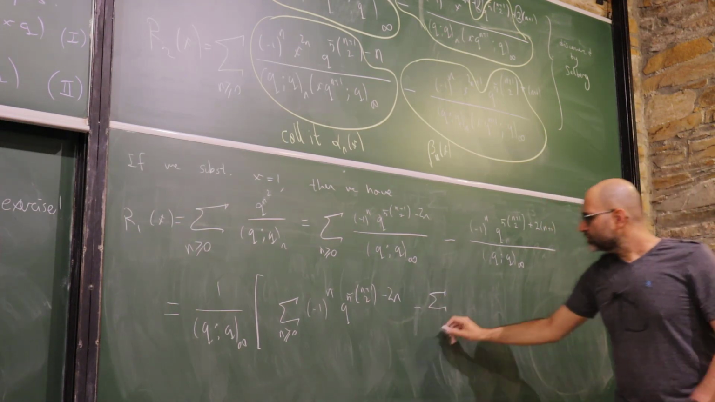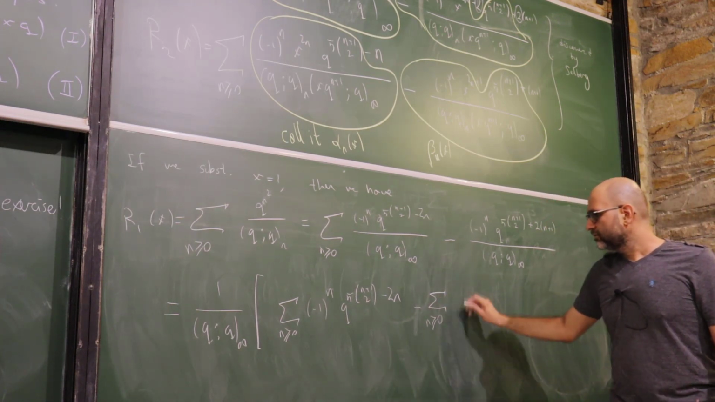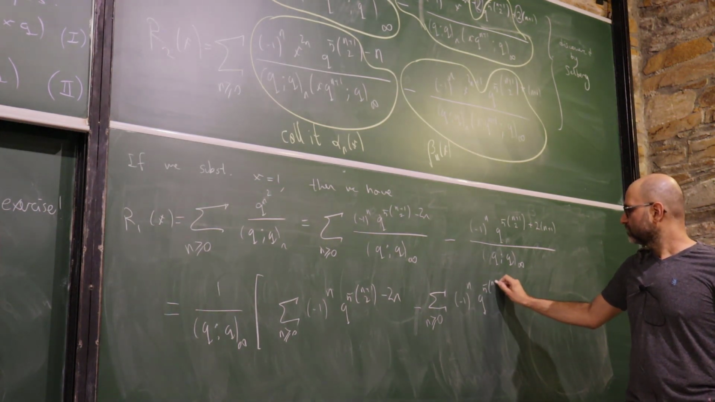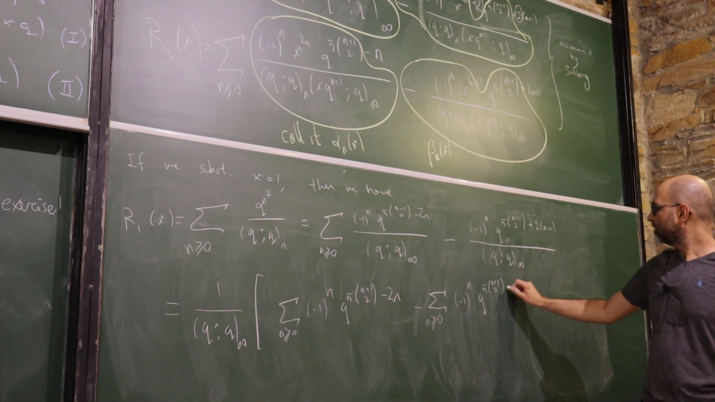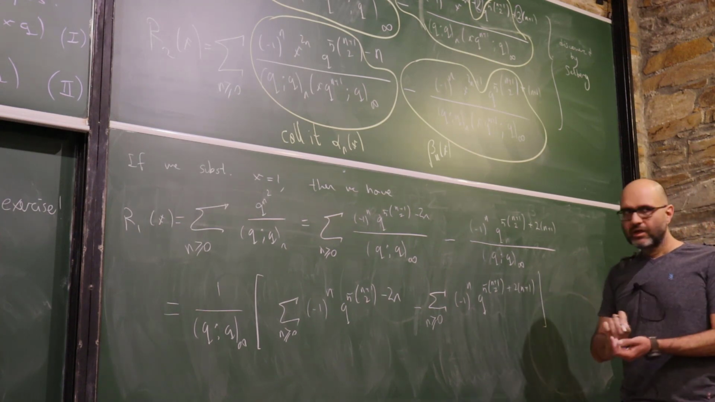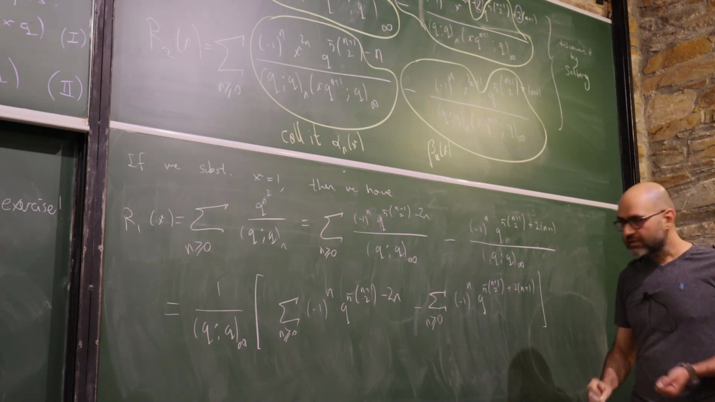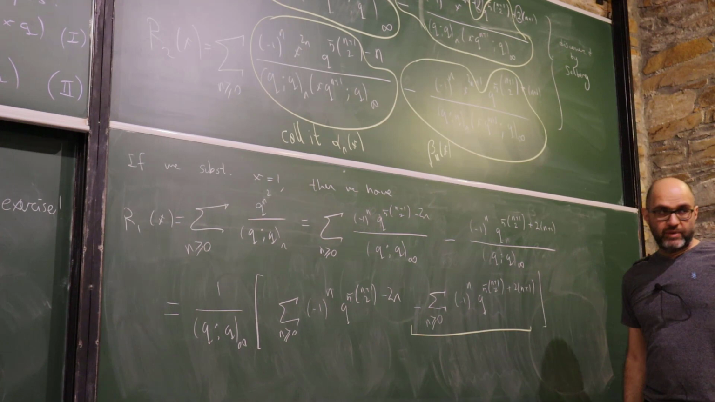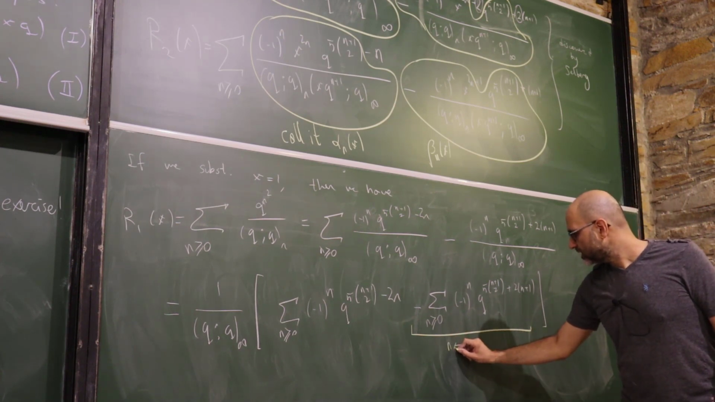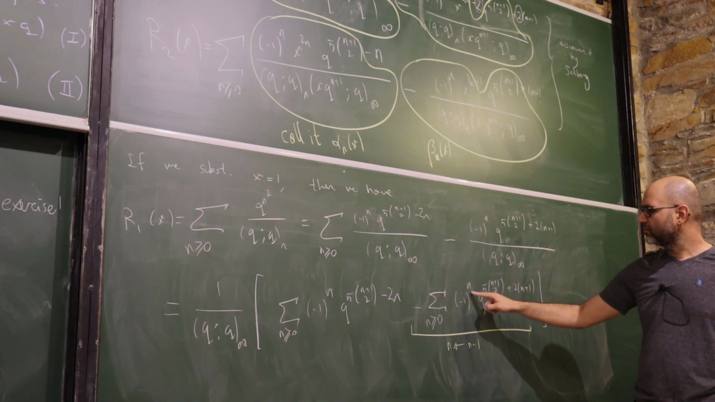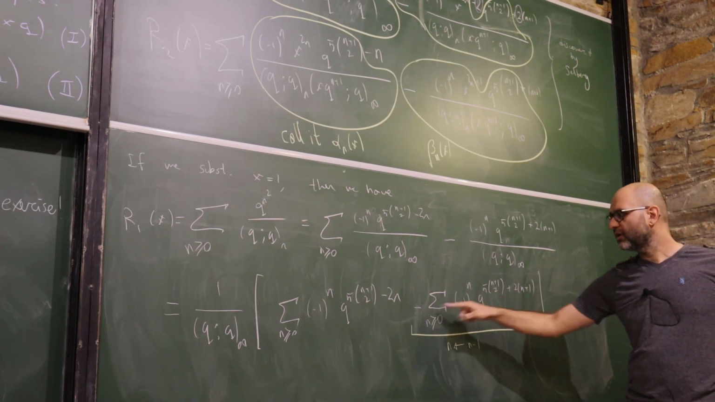Let's separate the two sums: n greater than or equal to 0, minus 1 to n, q to 5 times n plus 1 choose 2, plus 2 times n plus 1. Here's what I'm going to do. In the second sum, shift the index by 1. So replace n by n minus 1. So that minus 1 to n becomes minus 1 to n minus 1.